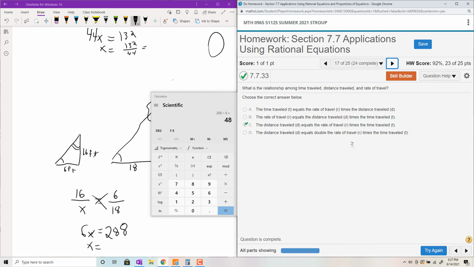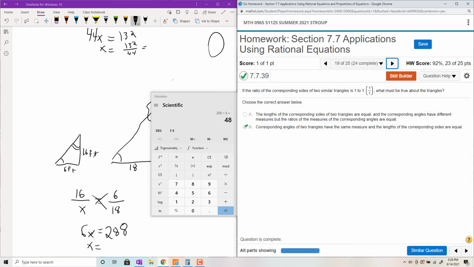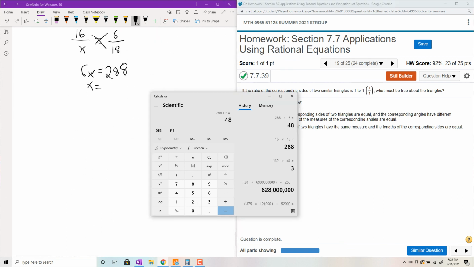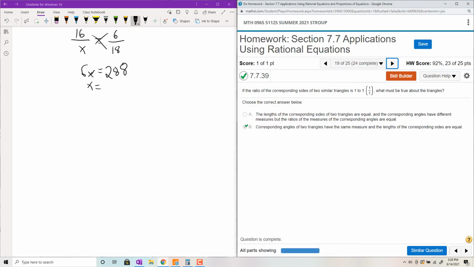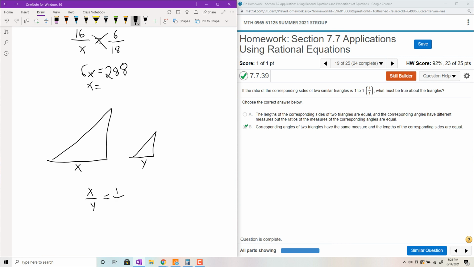This one's kind of weird. The ratio of corresponding sides of two triangles is 1 to 1. Okay, so you have two triangles again. You don't know anything about them, but you do know that if you make a relationship between these two sides, the ratio, the fraction, x over y is equal to 1 over 1. What must be true about the triangles?